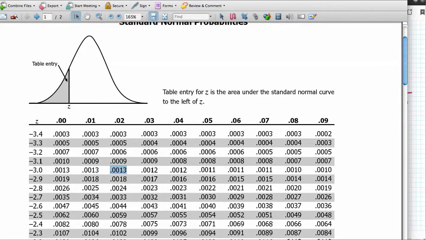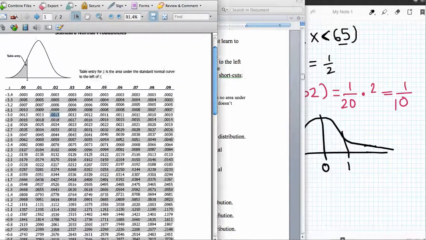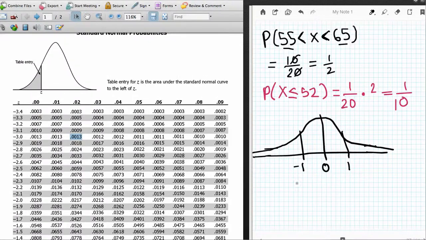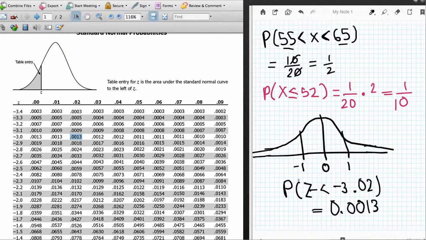So let me take this z-table and just slide it down a little bit more. And then right over here, what that looks like, the probability that z is less than negative 3.02 is equal to 0.0013. Now you remember the empirical rule, right? Well, the empirical rule is based upon these probabilities that we're learning right now.